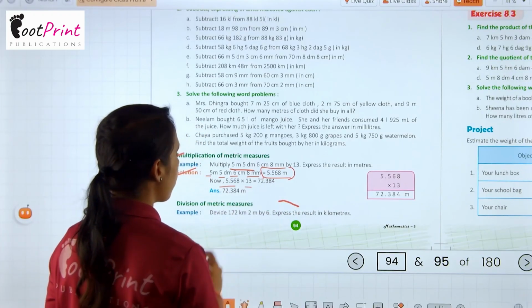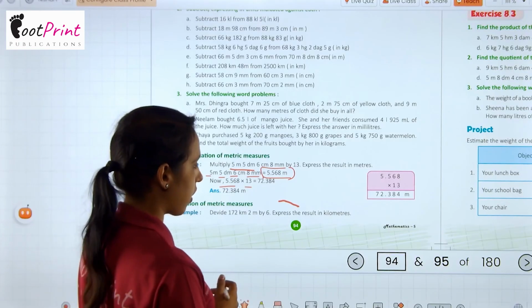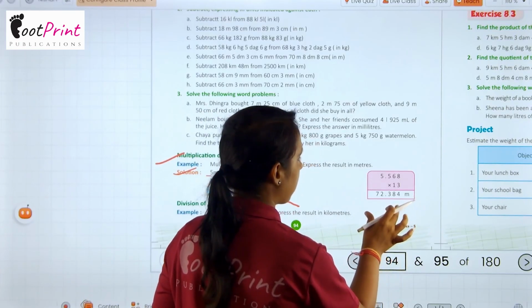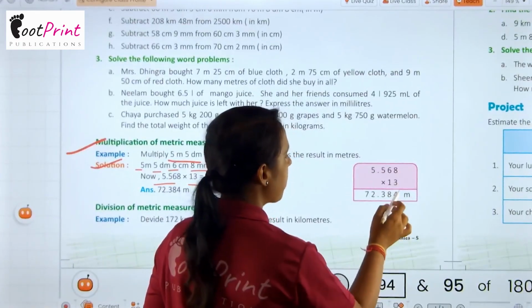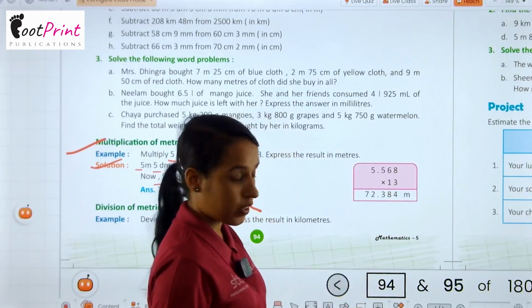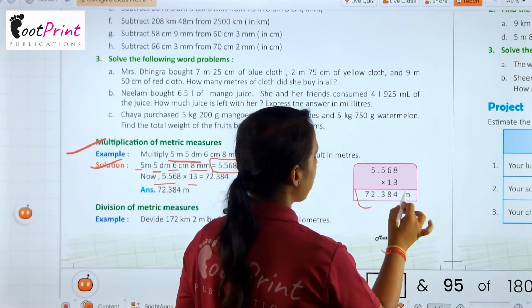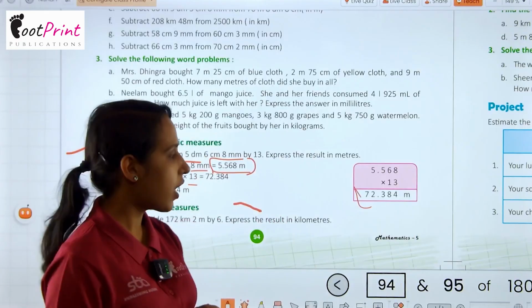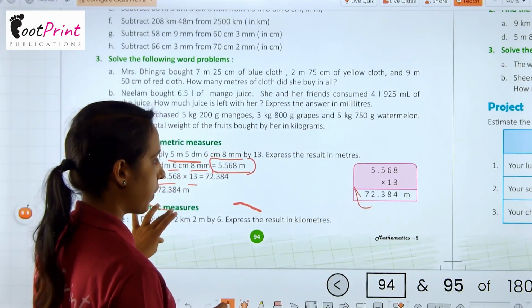Now what we have to do? We have to multiply it by 13. So here we can write, so when we multiply 5.568 by 13, so what we get? We get 72.384 meter. Okay.